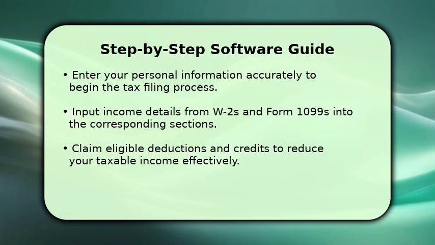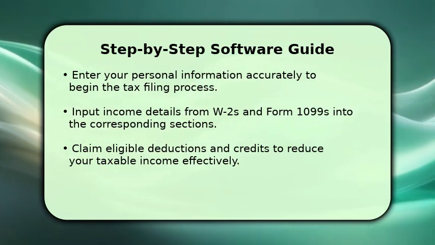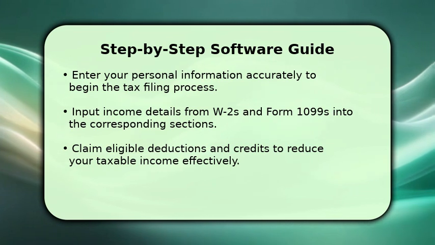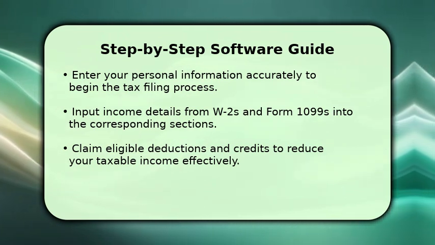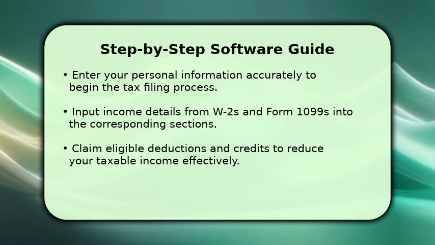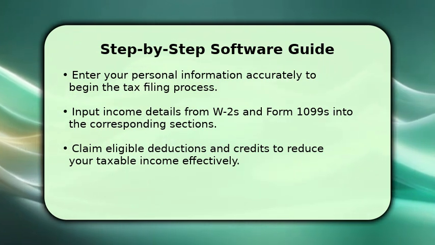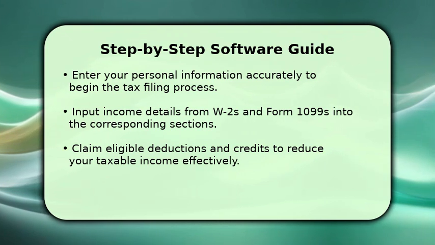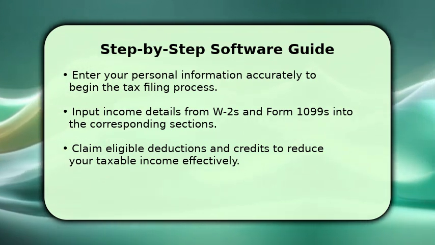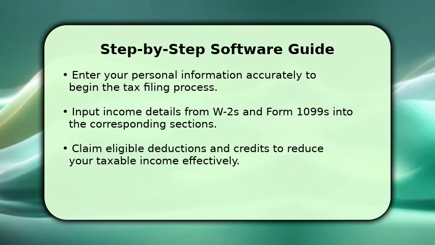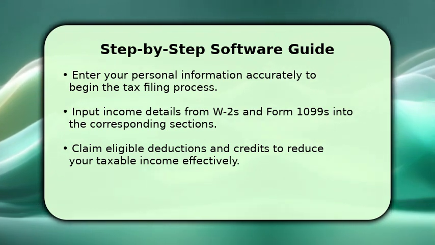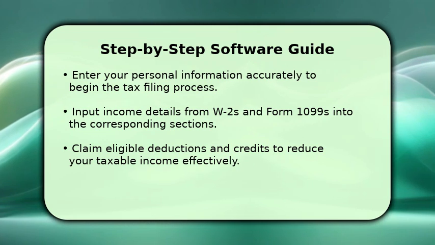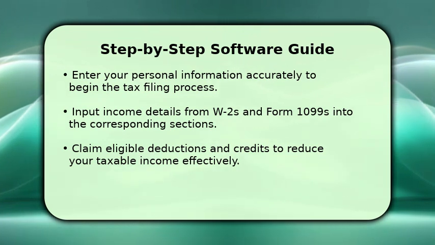Once your documents are ready, launch the H&R Block software. You'll start by entering your personal information, ensuring all details are accurate. Then, systematically input your income data from your W-2s and Form 1099s into the designated fields. The program will prompt you for various deductions and credits you might qualify for, helping you reduce your overall tax liability and potentially increase your refund.